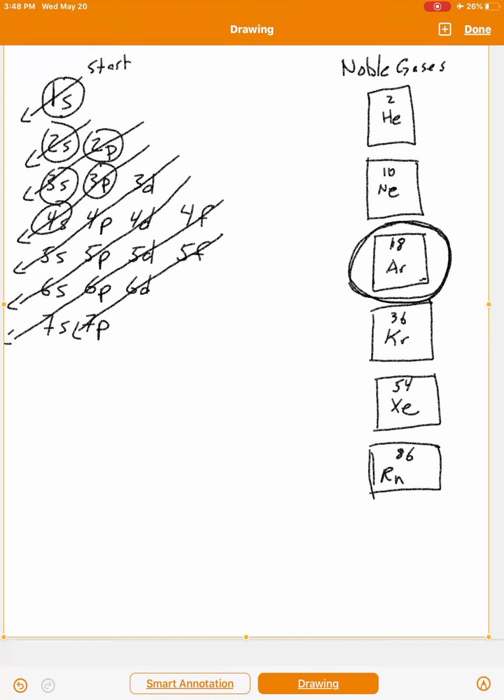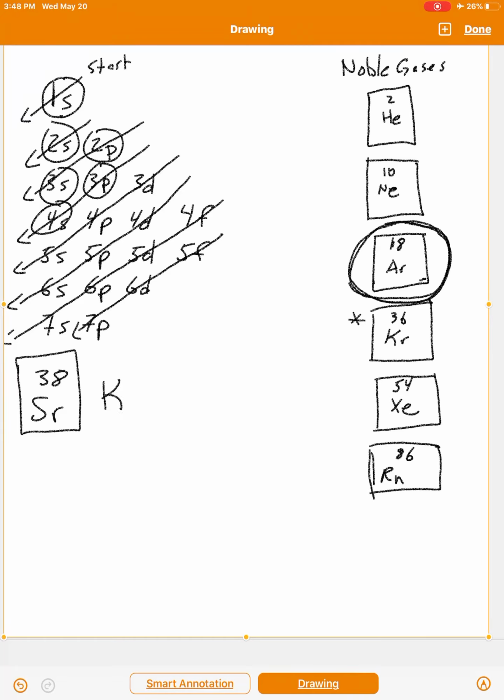Let's take one that's beyond krypton. So let's take element number 38. 38 is strontium. Okay? So which noble gas is the one that precedes element number 38, closest to it but before 38? It would be this one, right? 36. 36 is before 38. So we would write this configuration of strontium as krypton.